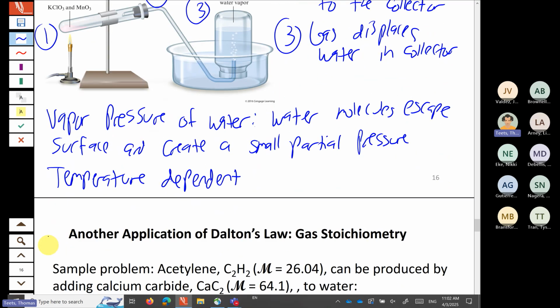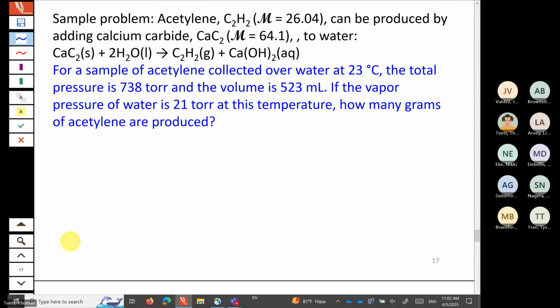So here's a typical sample problem for this. If we have acetylene, which is C2H2, a flammable gas that's used in torches sometimes, you can produce it by adding calcium carbide, CaC2, to water. That's going to create a reaction that produces this as a gas. So if we do the reaction in that type of apparatus, we collect the acetylene gas over water at 23 degrees Celsius, where the total pressure is 738 torr, and the volume that we collect is 523 milliliters. If the vapor pressure of water is 21 torr at this temperature, how many grams of acetylene are produced?